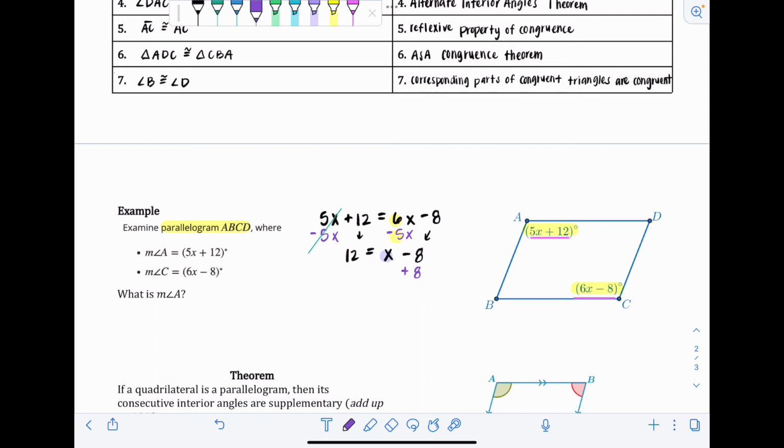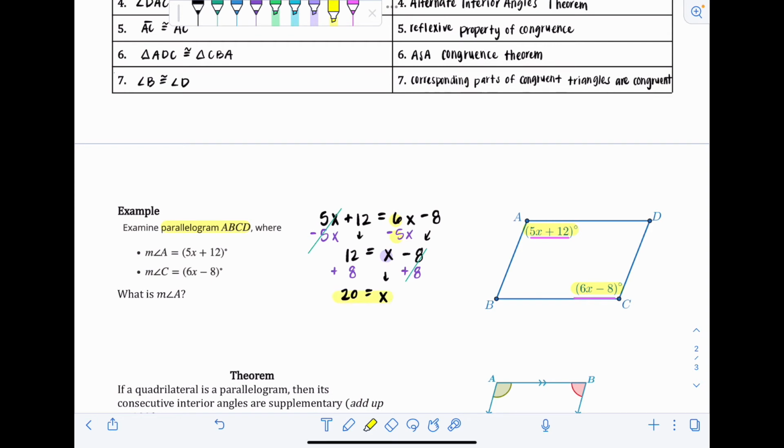And then if I add 8 to the right side of the equal sign, I have to add 8 to the left side of the equal sign also. So I would do 12 plus 8, which is 20, equals, and then I bring down my x, and then negative 8 plus 8 is 0, so that cancels out. So we get x equals 20.